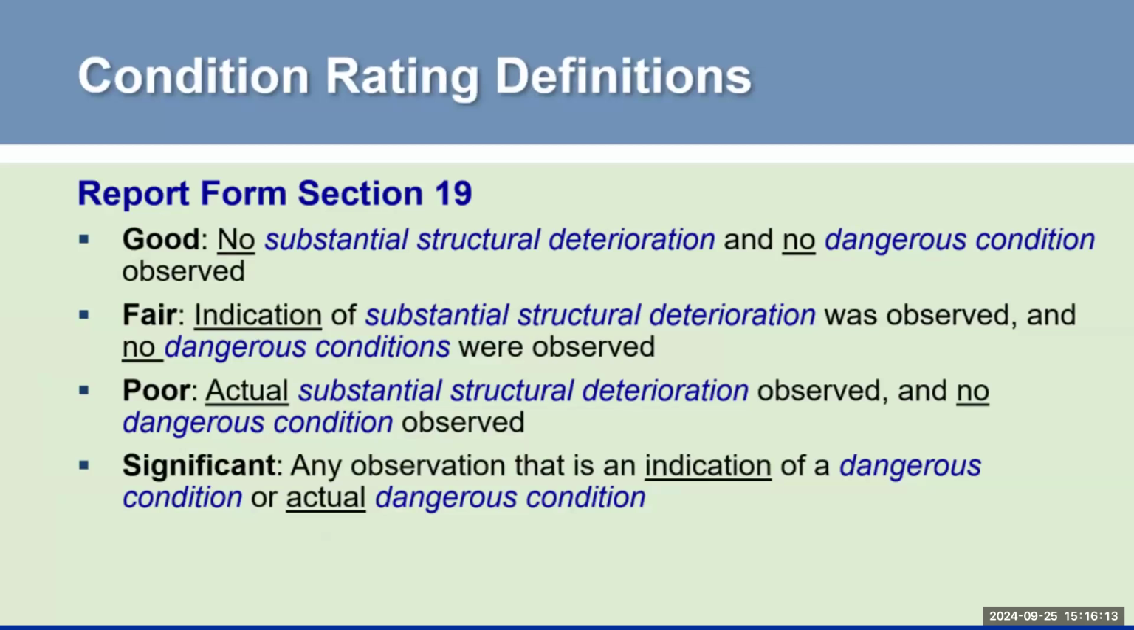So, condition rating. The building inspector can say it's good, fair, poor, or significant problems. Good: no substantial deterioration and no dangerous condition is observed. Fair: the indication of substantial deterioration was observed and no dangerous conditions were observed. This does happen on occasions. Poor: there is actual substantial structural deterioration observed and no dangerous condition is observed. Significant: any observation that is an indication of a dangerous condition or actual dangerous condition.